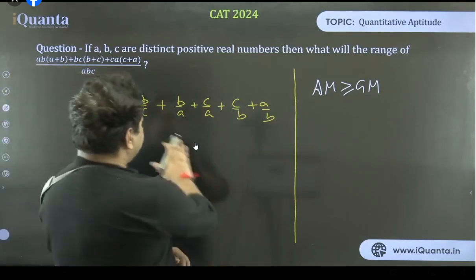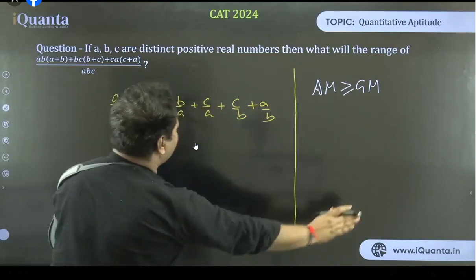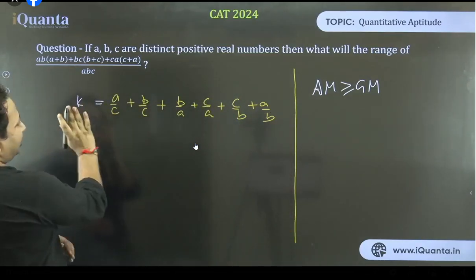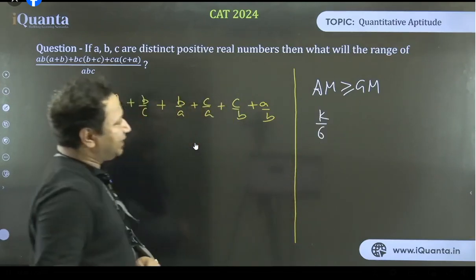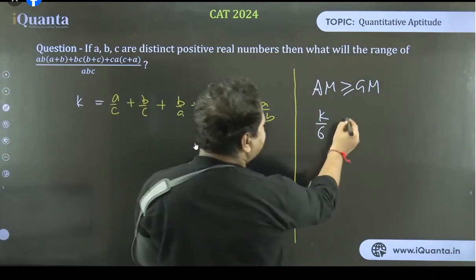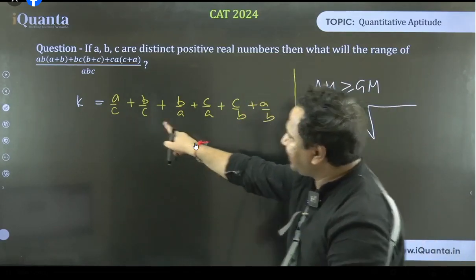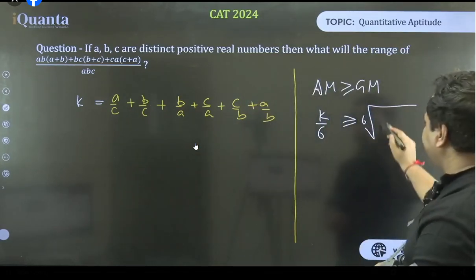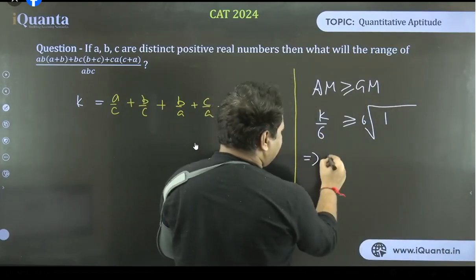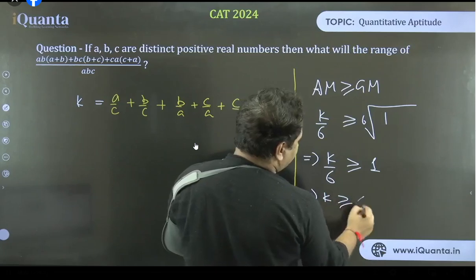So tell me, what will be its arithmetic mean, this whole thing? I don't want to write so much, so let me assume this is equal to k. Any problem? No. So arithmetic mean will be k by 6, am I right? I have taken k just for the sake of the sum. Okay, k by 6 would be greater than or equal to the geometric mean. The geometric mean will be the 6th root of the product of all of this. If you multiply all of it, you can clearly see things get cancelled out and the only thing left is 1, isn't it? So k by 6 is greater than or equal to the 6th root of 1, that is 1 only, so I can say k is greater than or equal to 6. Cool.